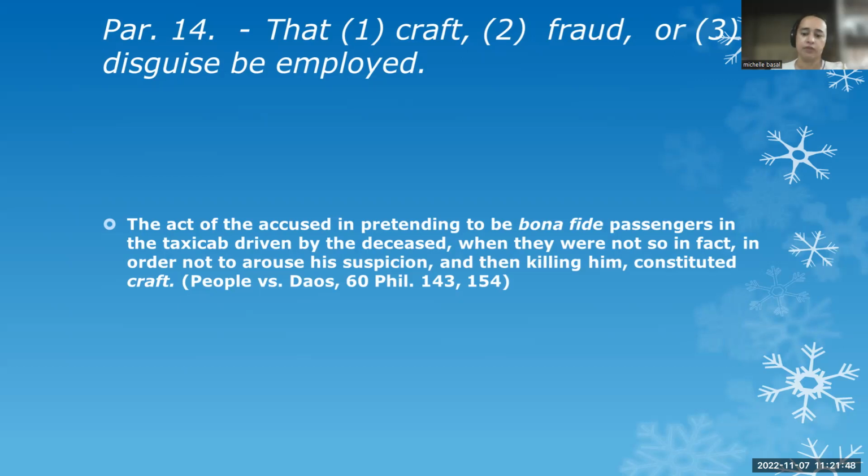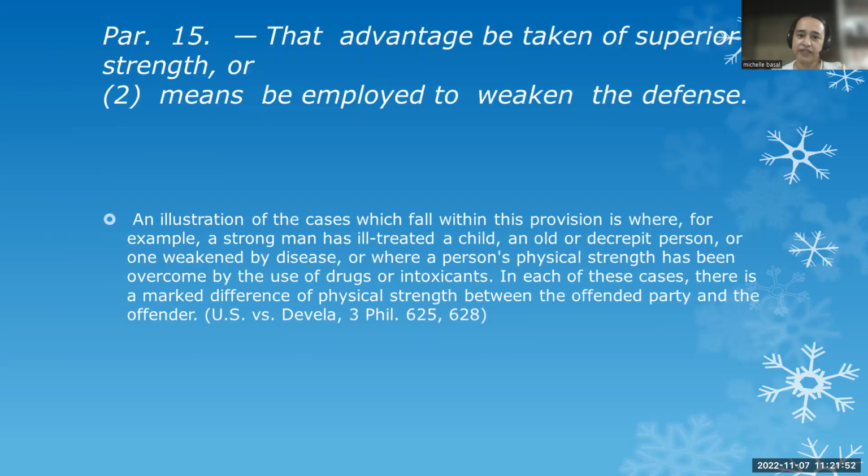Okay? So we are almost done. We have 21 paragraphs. Paragraph 15: that advantage be taken of superior strength, or means be employed to weaken the defense. For example, an illustration of the cases which fall within this provision is where a strong man has ill-treated a child.